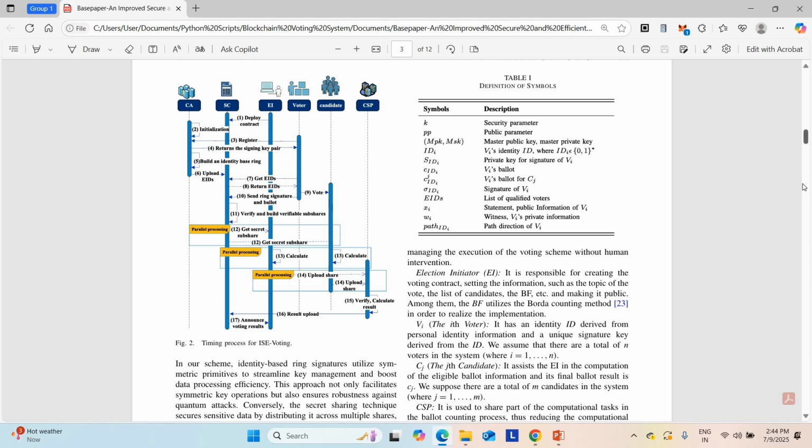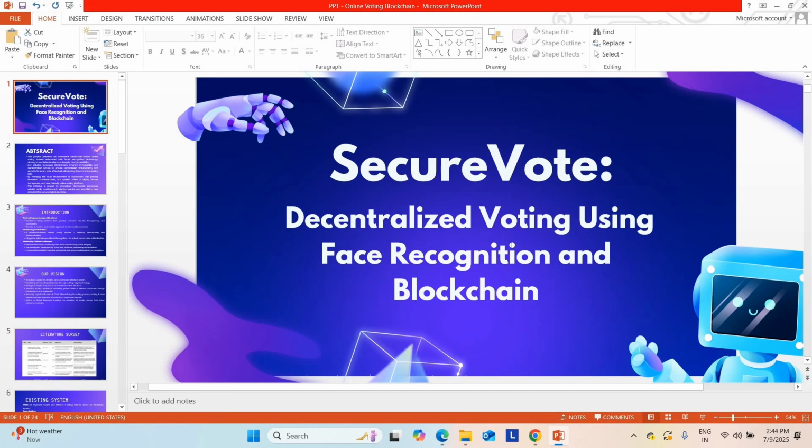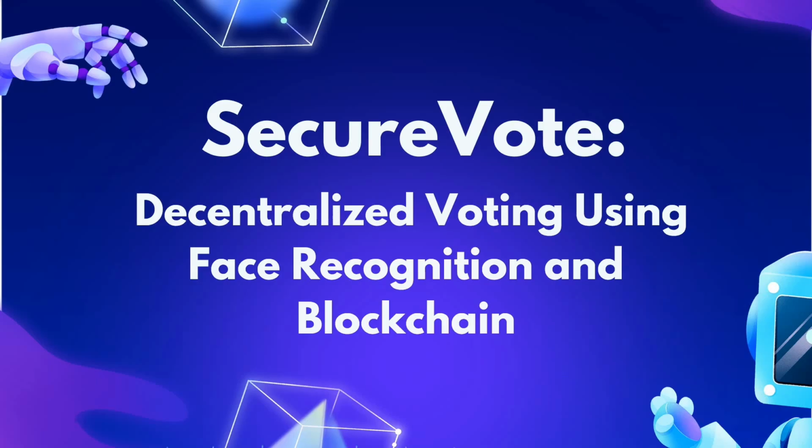So this is the project base paper. Without wasting much time, I can move to the project PPT. So this is my project PPT. I can explain the complete PPT for you. The project PPT is named Secure Voting System: decentralized voting using face recognition as well as blockchain. This is the overall project title.